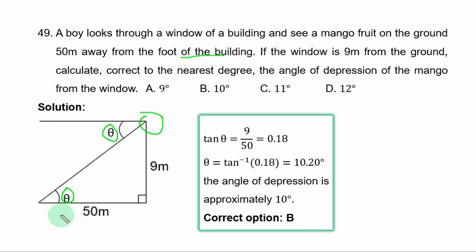So this is the distance of the mango now from the foot of the building. So once you get the angle of elevation, it is equal to the angle of depression. Looking at 9 meters and 50 meters in respect to this angle, it can only be the tangent ratio, which is this. To get theta, you take the inverse of tan of 0.18, and that is 10.20 degrees. To the nearest degree, you have 10 degrees. B is the correct option.